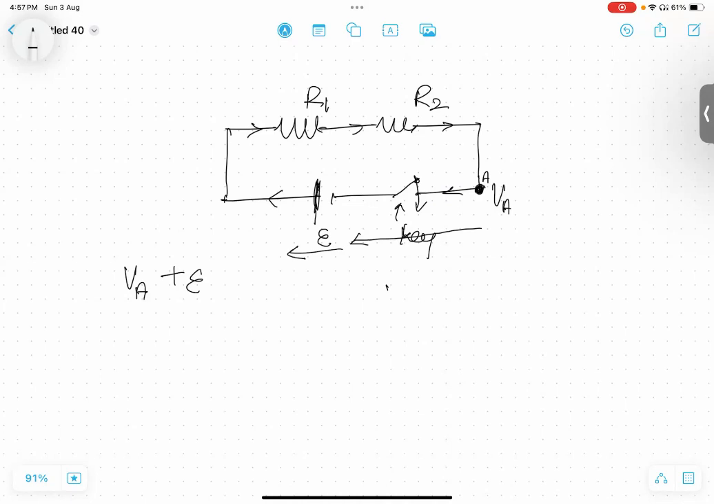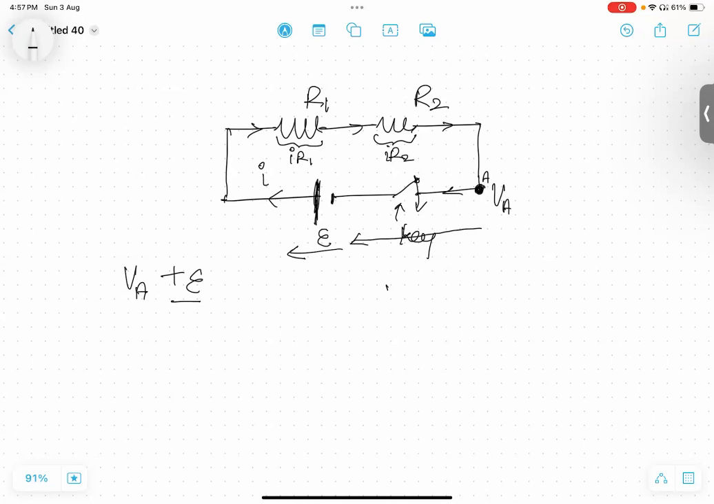Why? Because this is lower potential, this is higher potential. So it is going from lower to higher potential. So it is gaining a potential of E. Now, since I have assumed that the current I is flowing in this circuit, in these branches, across this resistor the potential drop must be IR1 according to Ohm's law. And the potential drop across this resistance R2 is IR2 according to Ohm's law.